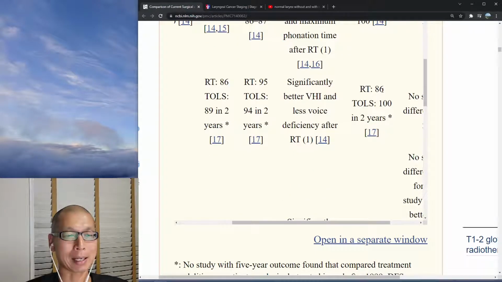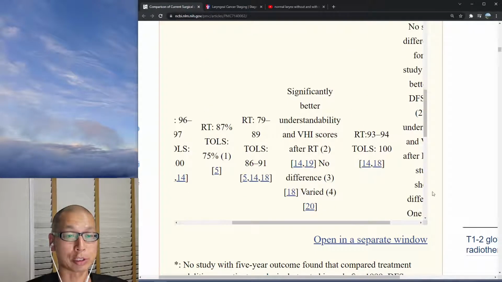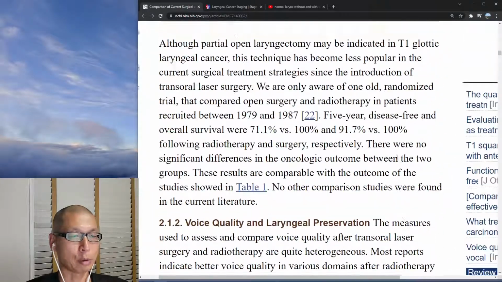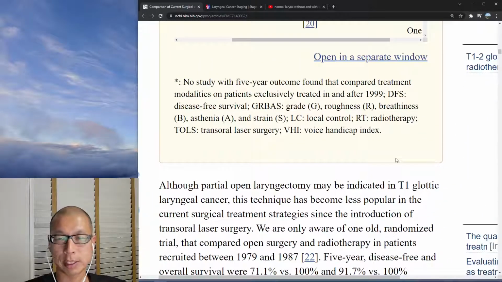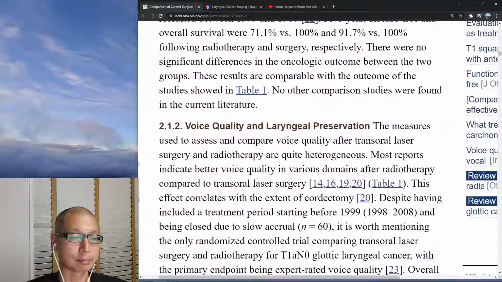Because you can't back up radiation therapy with laser surgery generally. Okay, so the take-home point in early stage cancer is that the oncologic outcomes, or treatment of the cancer, are the same between radiation therapy and laser surgery. Radiation therapy has slightly better voice, and laser surgery has slightly better larynx preservation. So you're less likely to need a total laryngectomy at some point if you do laser surgery.